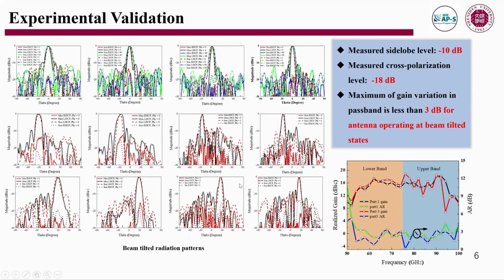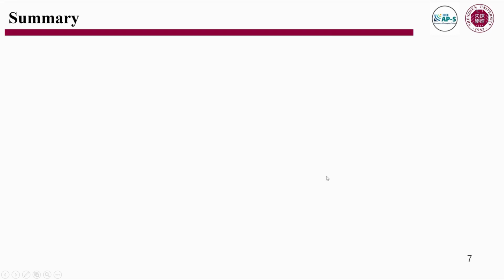From the simulated and measured radiation pattern, we can obtain that the measured side lobe level is around -10 dB. The measured cross polarization level is around -18 dB. The maximum gain variation in passband is less than 3 dB for antenna operating at beam tilted states.